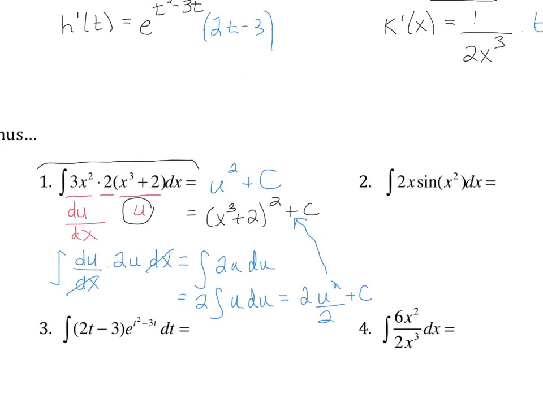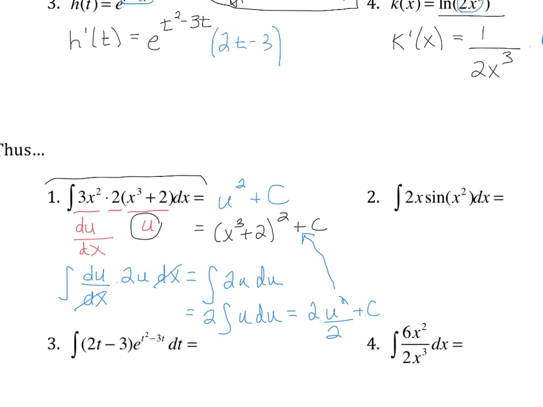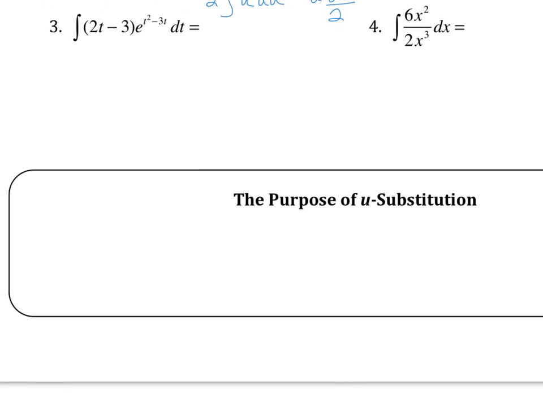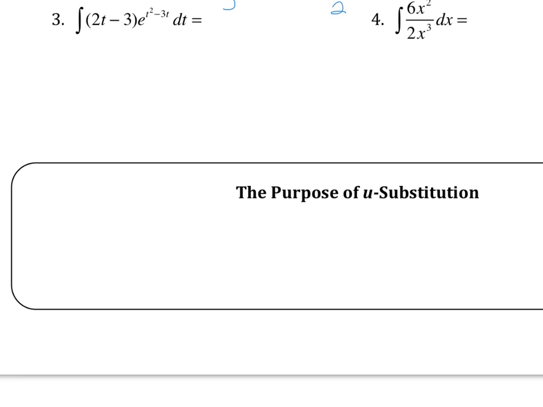No big deal. So all of this to say that when we do use substitution, we are actually looking to acknowledge the presence of chain rule. So let's go down to the bottom here and fill that in for the purpose of u substitution. The purpose of u substitution is to undo an application of chain rule.